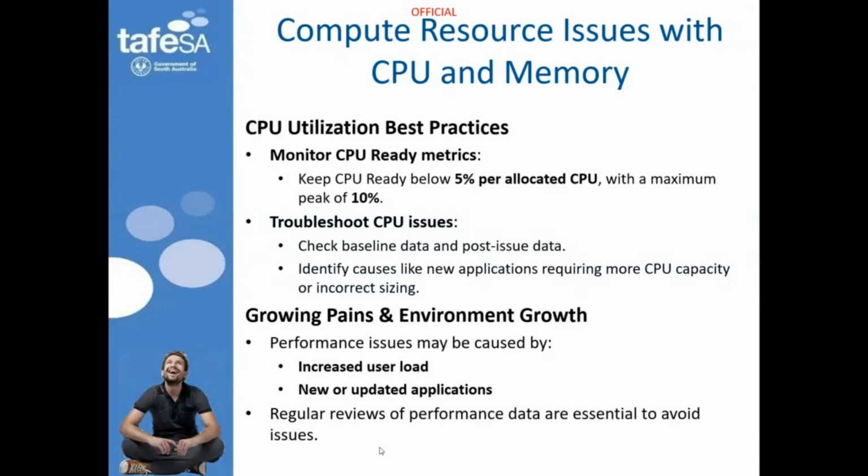What if there are new or updated applications? So for example, if we were using Windows 10, now we're going to switch to Windows 11. Are there more system requirements on each one? If there are, then obviously that just reduces the amount of desktop instances we can host at any one time without increasing the amount of physical resources. So regular reviews of performance data are essential to avoid any issues.